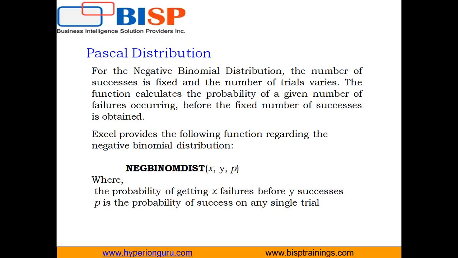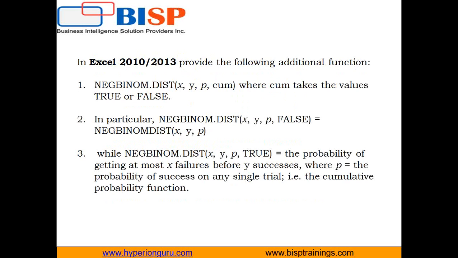But this function works in 2007. In the new versions of Excel, 2010 and 2013, this function changed to NEGBINOM.DIST, and it takes four arguments. The first one is X, the number of failures, Y is the number of trials, P is the probability of success, and CUM stands for the cumulative. This CUM takes two values, true and false.